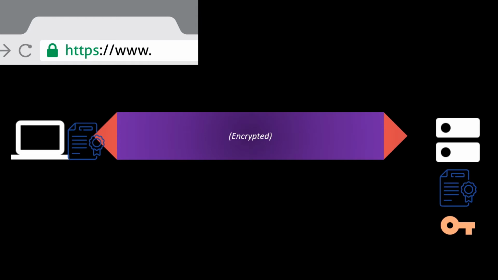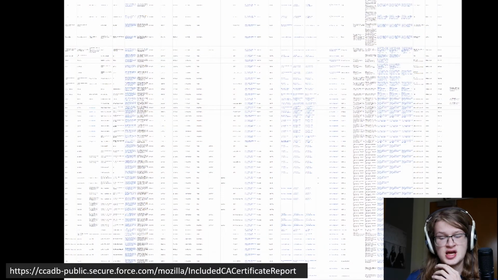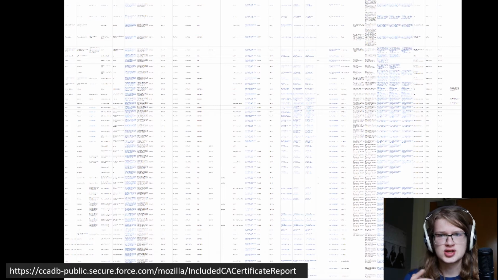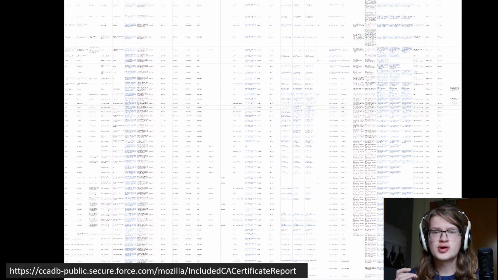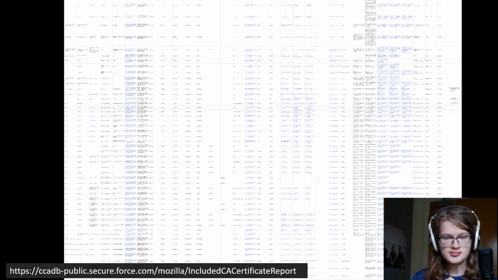But we haven't quite solved the problem yet, because we've punted the trust problem over to the CAs, but how do you know which CAs to trust? At the time of writing, Firefox trusts over 148 certificates from 50 different CAs. So how do Mozilla know that they're all doing everything correctly, and how do new CAs get trusted? And this is where an organization known as the CA Browser Forum comes in. As the name suggests, the CAB Forum is a meeting of the main browser vendors and the CAs that they trust.